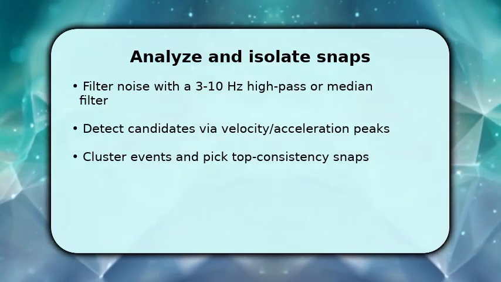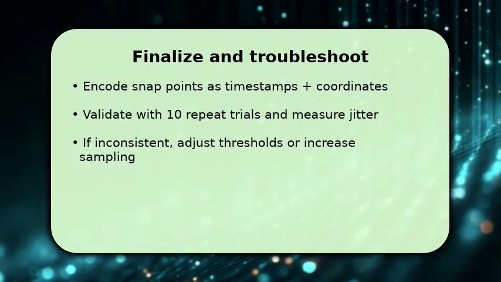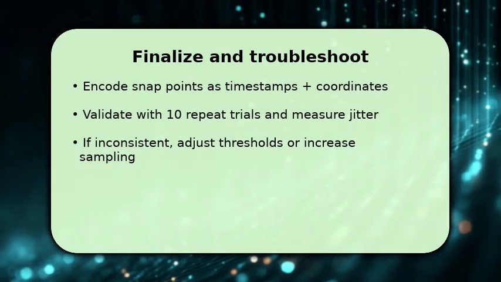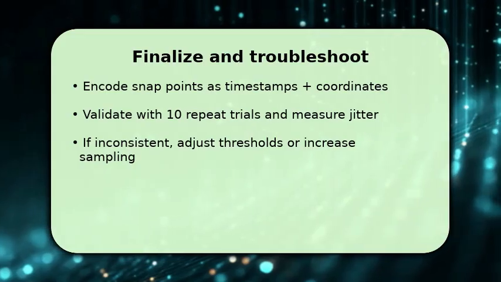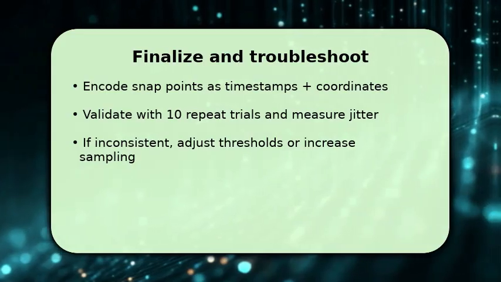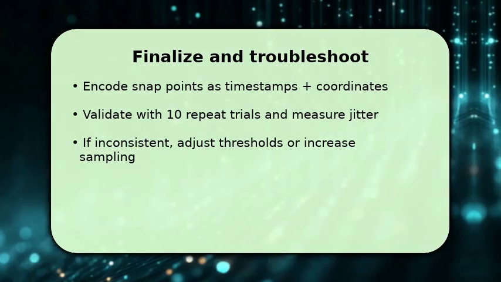You finish by encoding the chosen snap points into your target format and validating performance. Run at least 10 repeats and record timing jitter and positional variance. If metrics meet your tolerance, lock the points and export.